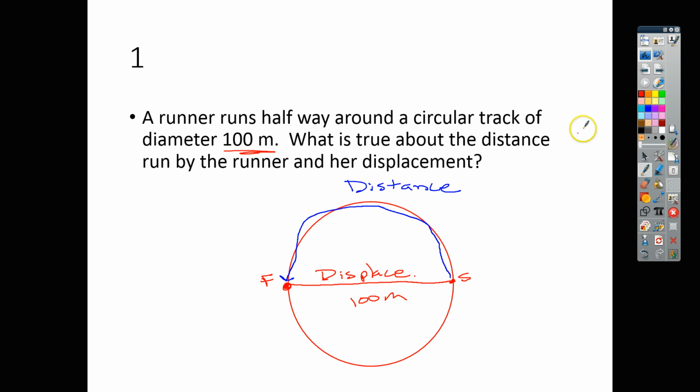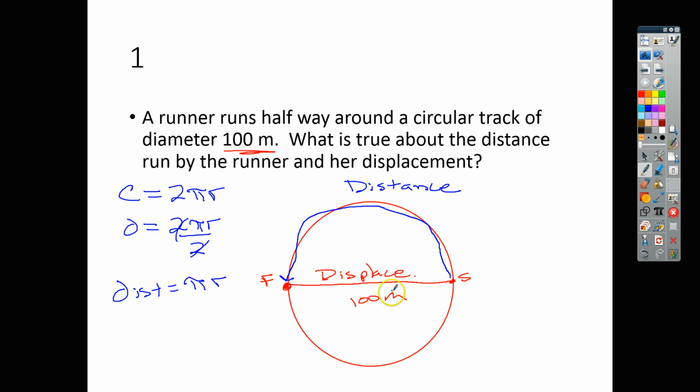And our distance, if you remember, the formula for the circumference of a circle is 2 pi times r, or pi times the diameter. But because we're only going halfway around, our distance is going to be a little different. So we're going to put d is equal to 2 pi r divided by 2. The 2's cross off, and so our distance is equal to pi times r. Remember, radius is just half of diameter, so this is equal to pi times 50, or 50 pi. And those are your two answers.